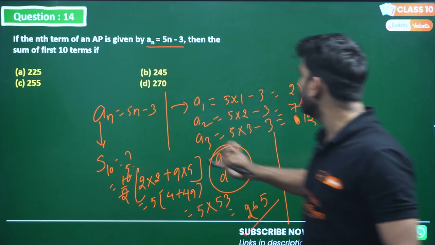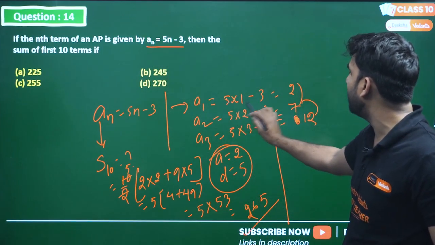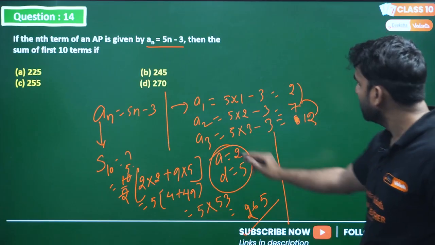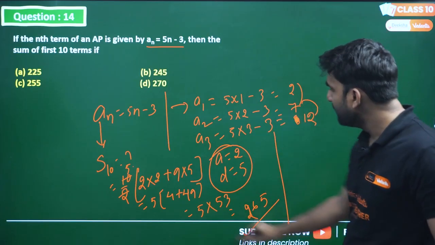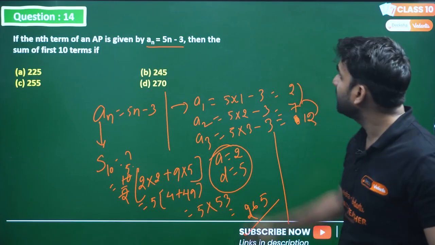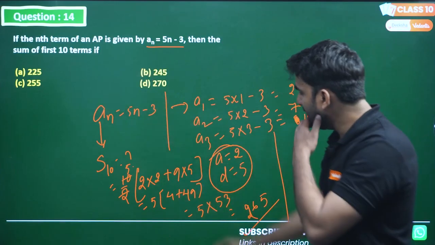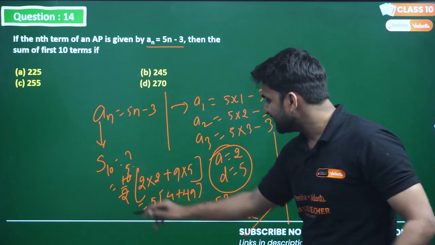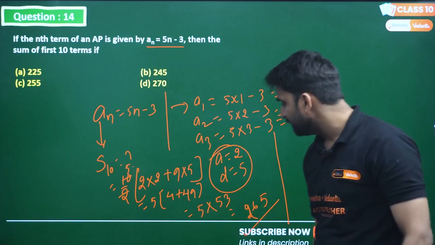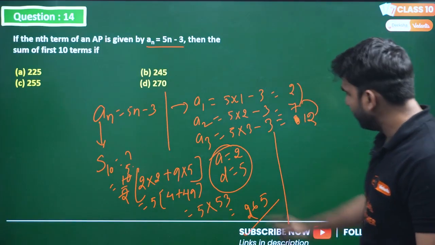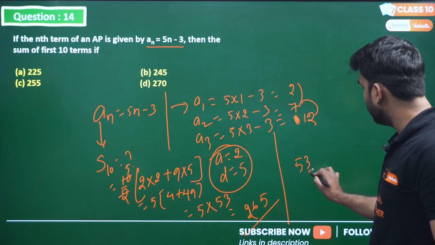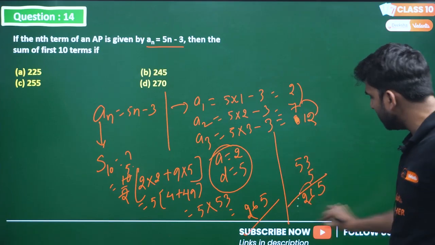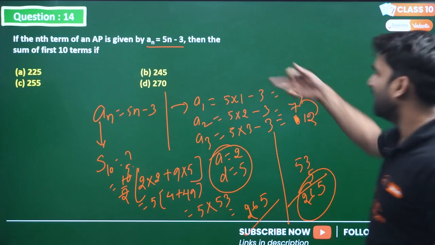So the nth term is given to you. The first term will be 5 minus 3, which is 2. 5 2s are 10, minus 3 will be 7. 5 3s are 15, minus 3 will be 12. Very good. So a is 2 and the common difference is 5. By using the formula n by 2, 10 by 2, we are talking about the sum of the first 10 terms. So 10 by 2, 2a, and n minus 1, 10 minus 1, into d. 2 2s are 4, 9 5s are 45, so 49. Okay, 53 is there. So 53 into 5: 5 3s are 15, carry 1, 265. Yes, we are getting this result, my dear. Don't worry, the option is not there. There might be some error.